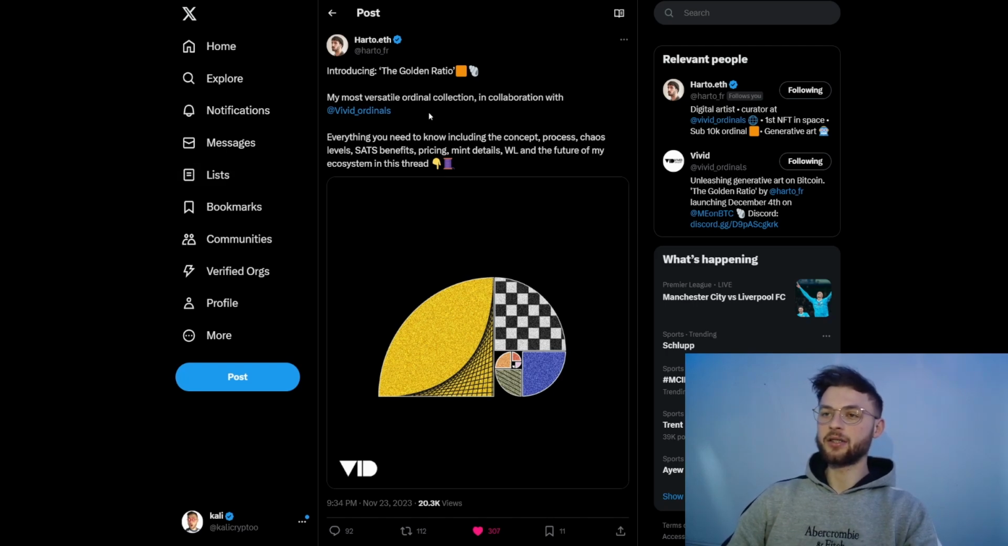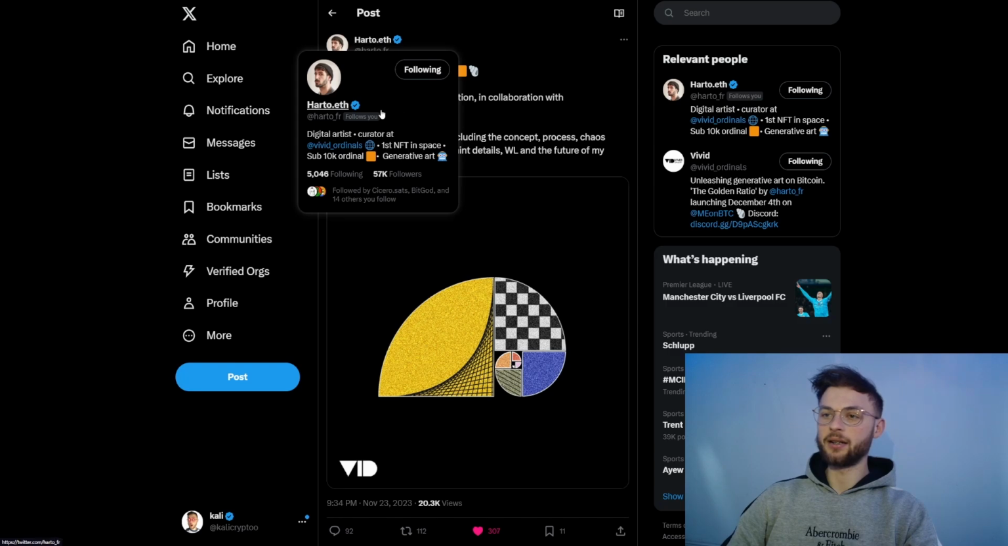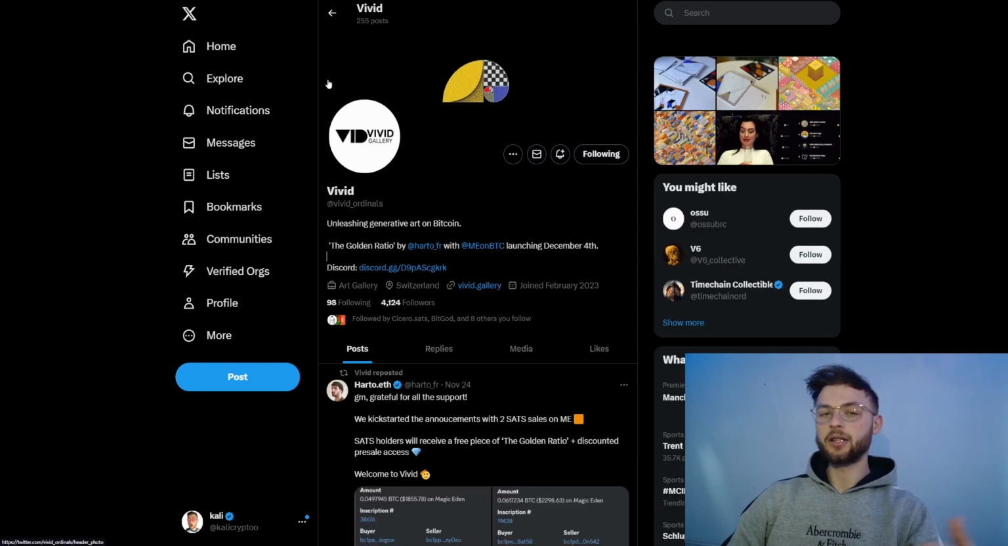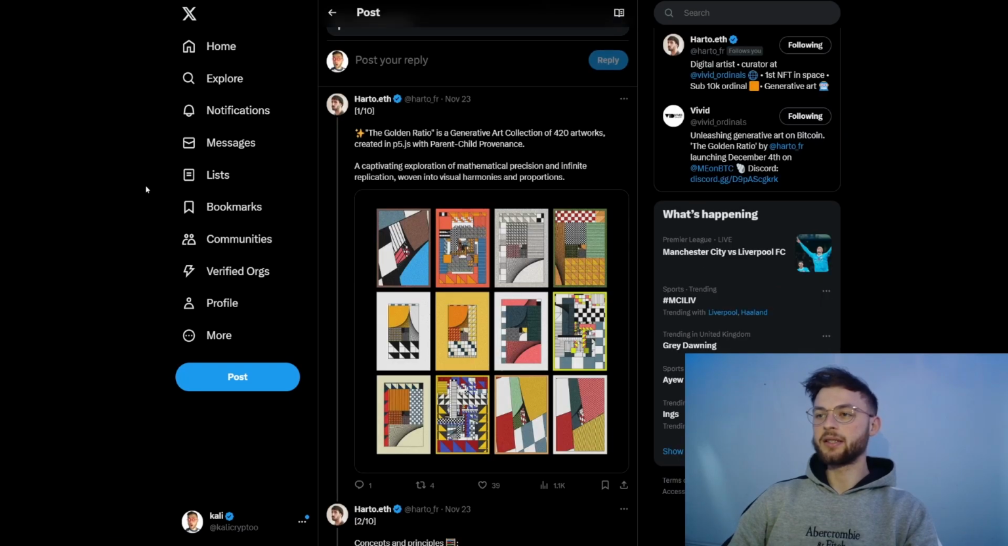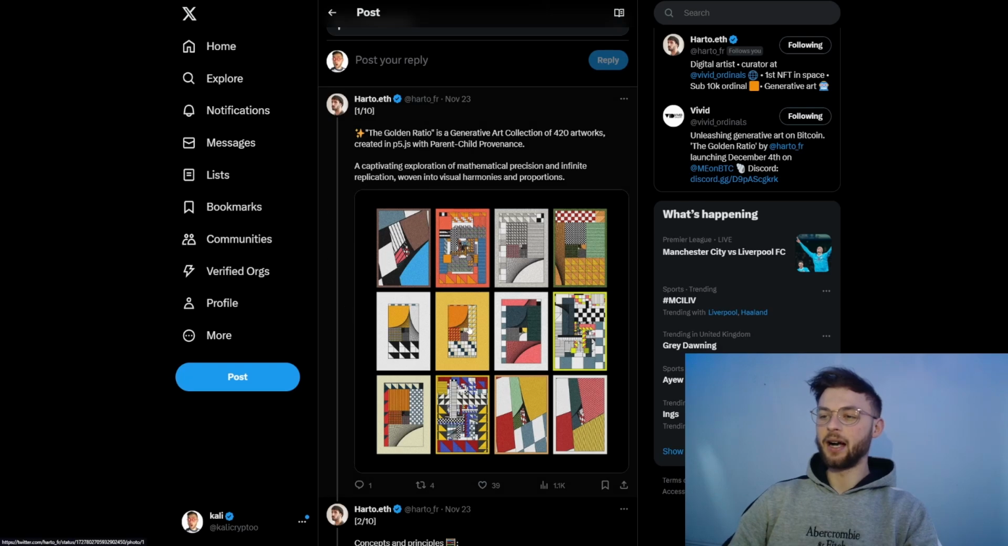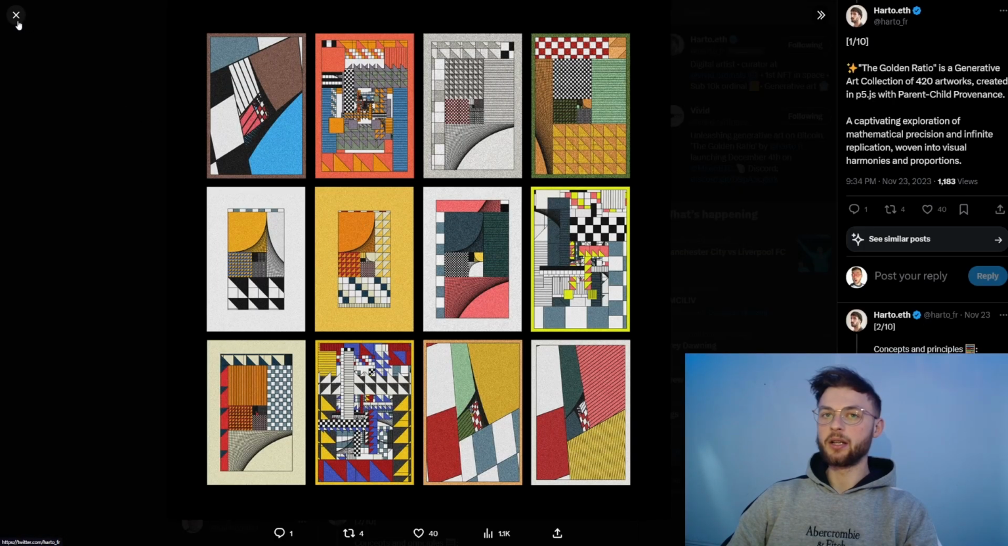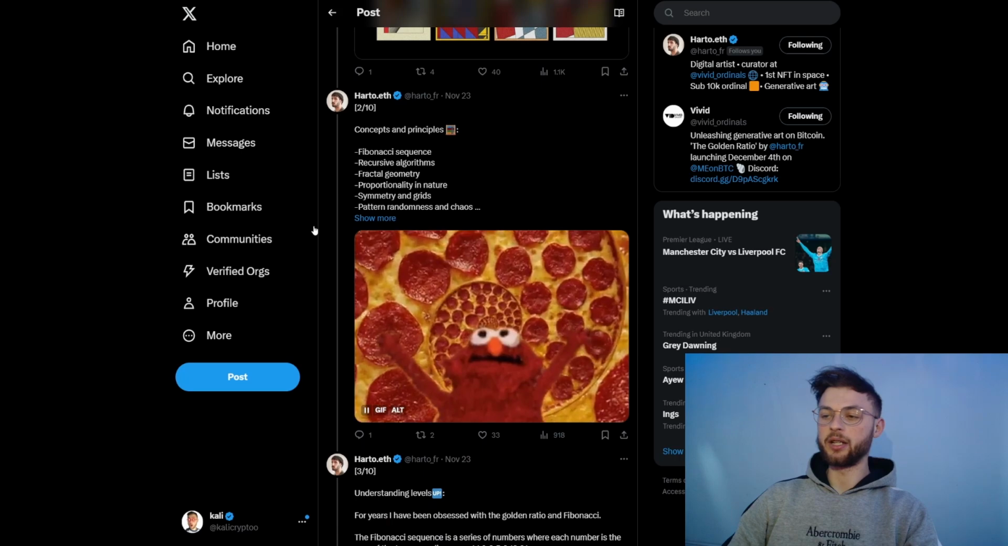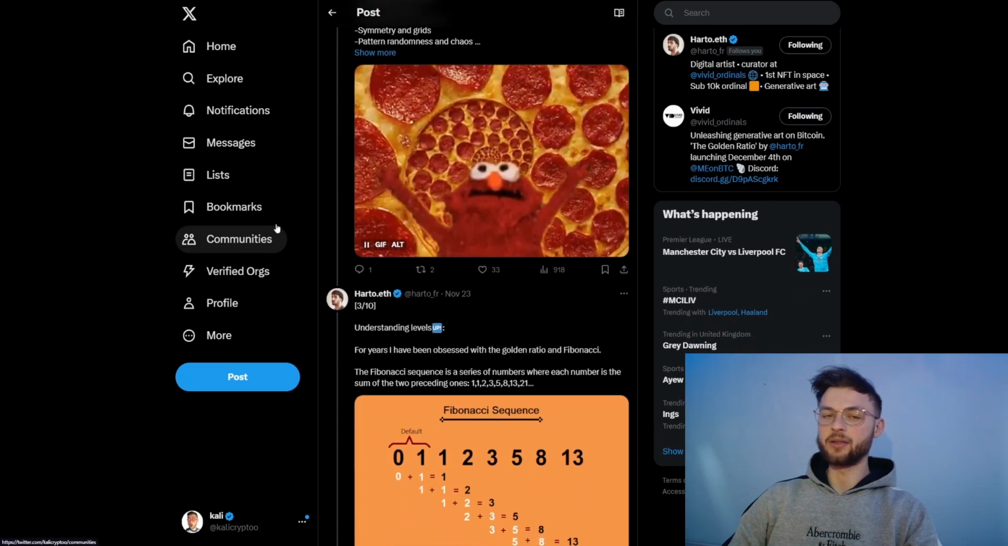So let's dive in. The first collection that I wanna talk about today is the Golden Ratio. This collection is curated by Harto, the artist at Vivid's gallery. They're gonna be releasing this collection together on Magic Eden on December 4th. This is a generative art collection of 420 pieces, and you can see how this art looks really, really detailed. I'm going to link it down below so you can read about this collection. How is it built? How is it put together?